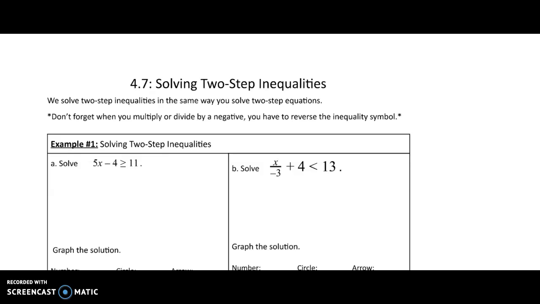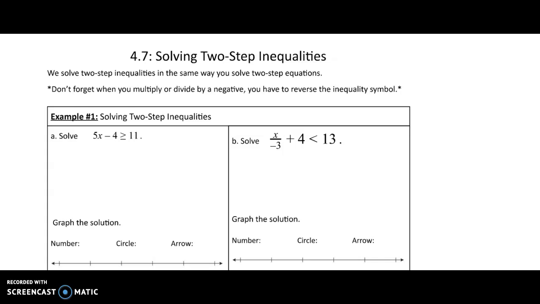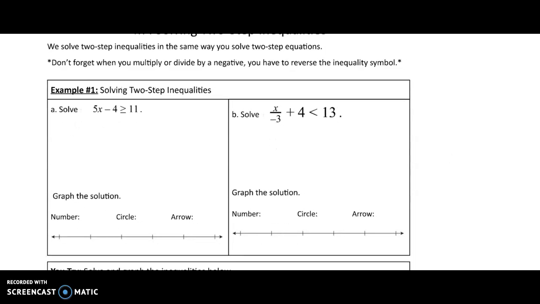Okay, so we are studying 4.7, two-step inequalities. We are going to learn how to solve two-step inequalities, and this is very similar to how we solved our two-step equations. The only thing that we need to remember is that when we divide or multiply by a negative, we need to reverse our inequality symbol.